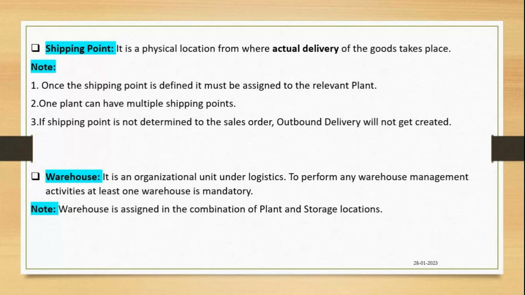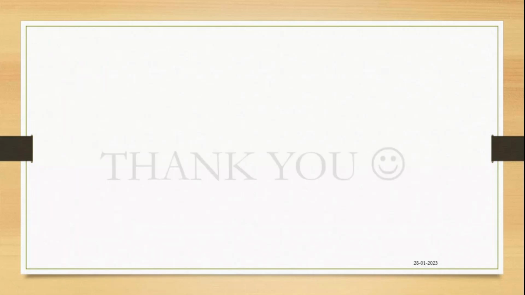To do the sales process, what are the things we need? In the same way, we keep doing everything, starting from the enterprise structure. And then how many plants are there, how many shipping points are there, how many distribution channels are there, what are the divisions. All those things we get confirmation from the business, then we create them in the system and we execute the transactions. That is what today's session is about.